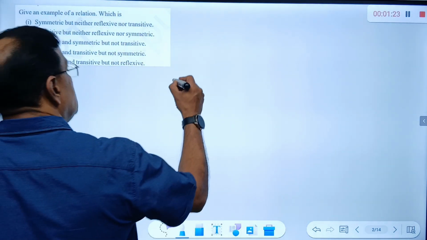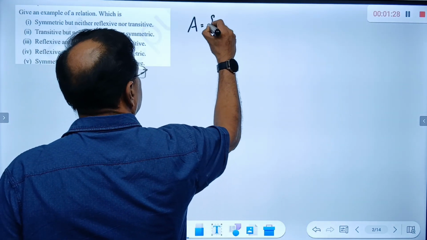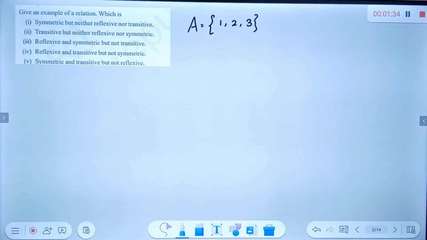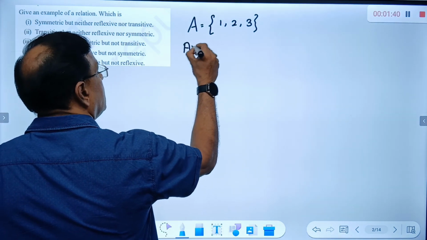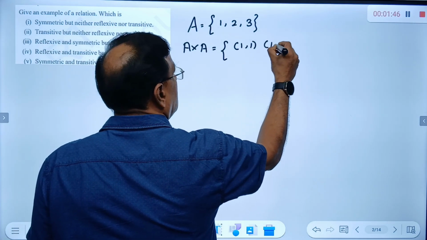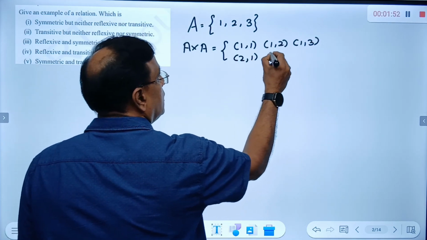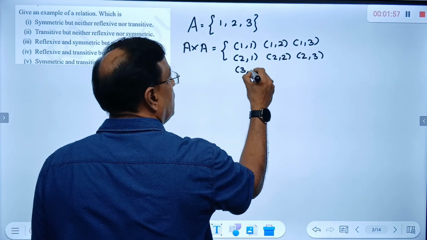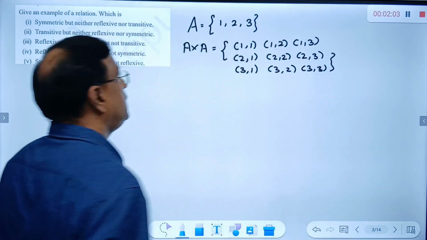First I will take a set A which comprises the elements 1, 2, 3. Then I will try to find A cross A. My A cross A will be (1,1), (1,2), (1,3), then (2,1), (2,2) and (2,3), followed by (3,1), (3,2) and (3,3). Fair enough, isn't it? So this is A cross A.